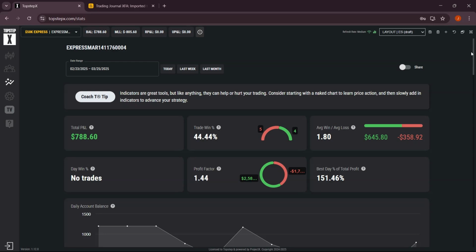Ideally, I would want my account to be above 2K so that I can have a good amount of buffer. But if not, I'll just take a very small withdrawal just so I can feel what it's like to get a withdrawal from Topstep. It'll be my first payout.